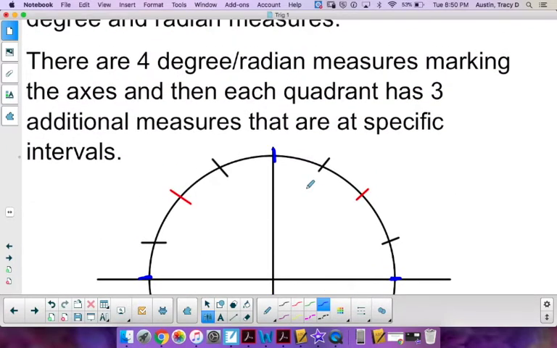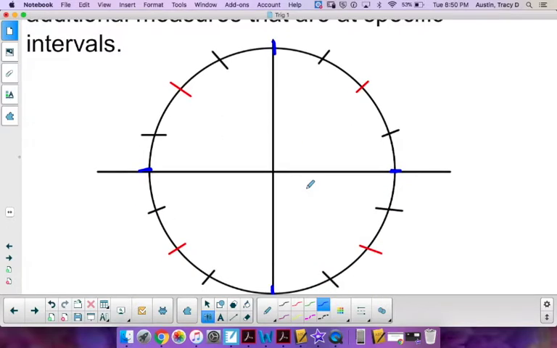We get 1 for each of our axes. And then notice that there are 3 in each quadrant. Okay, these are all related, and there's a very specific way that they're related. I'm going to be filling in the first quadrant, and then you, for your homework or your assignment in Canvas, are going to be filling in the rest of it.